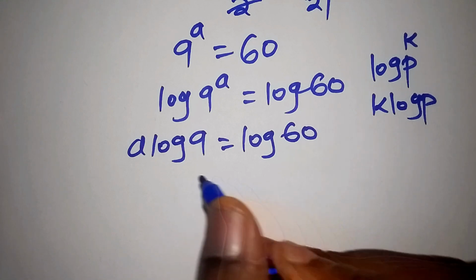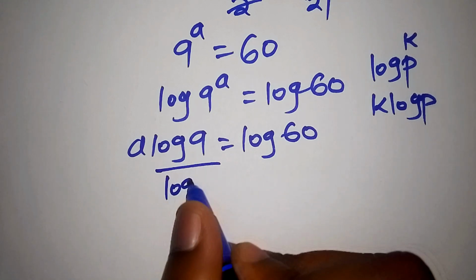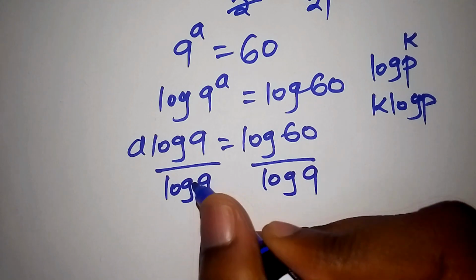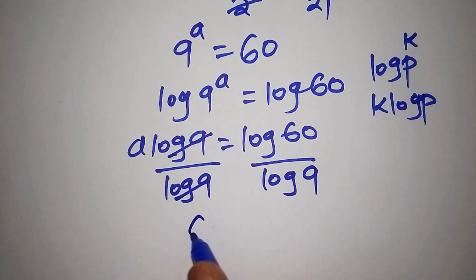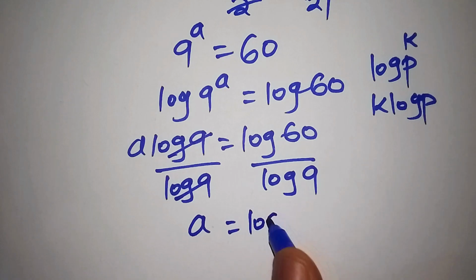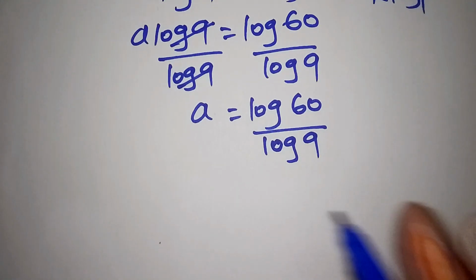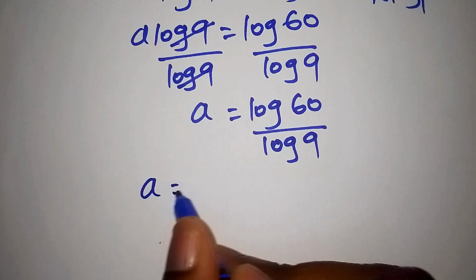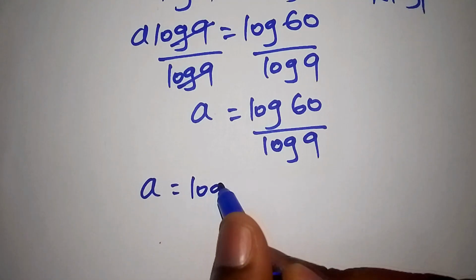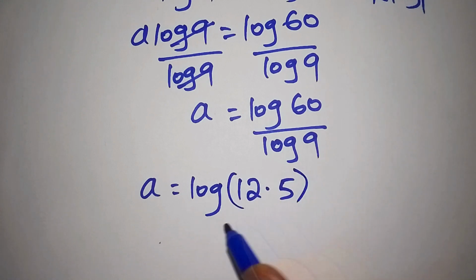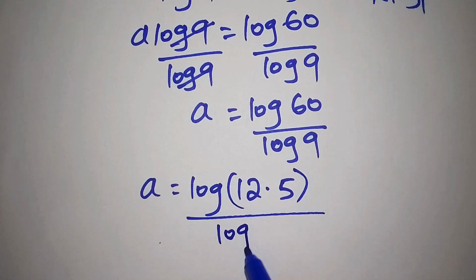From here, we divide both sides by the log of 9. So log 9 and log 9 cancel. Now the value for a is equal to the log of 60 all over the log of 9. The next step is to simplify it completely. So a is equal to, the log of 60 can be written as the log of 12 multiplied by 5, all over the log of 9.